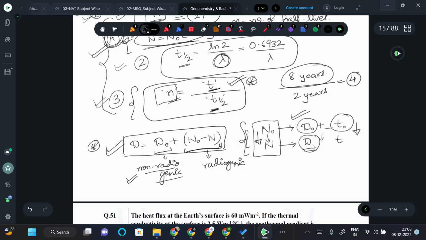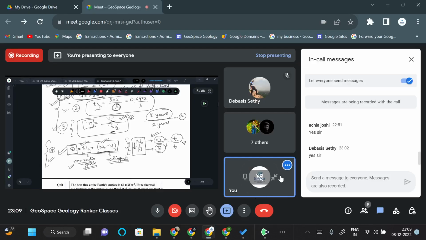Now this part, N naught minus N, is basically the radiogenic part. So this final D includes both this D naught that was there at t naught and this N naught minus N. I hope you get this. This was a bit tricky and a bit important one. I hope you all get this D part and all these basic equations.